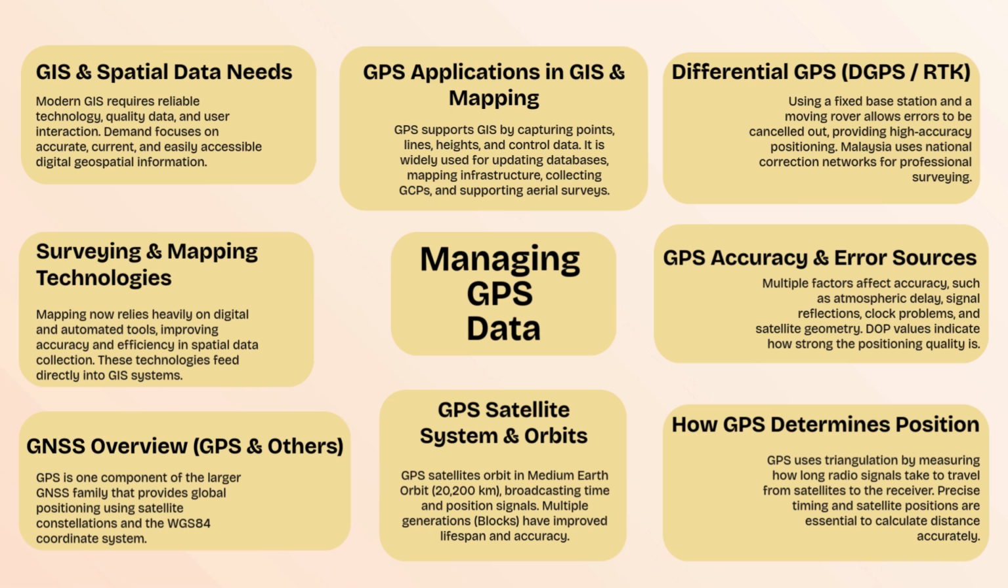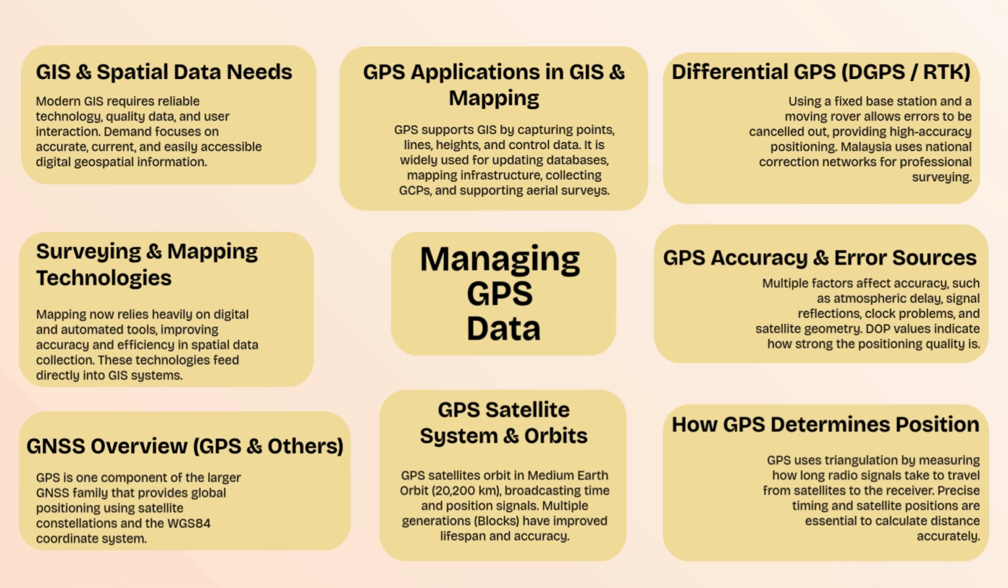In addition, GPS is part of the bigger GNSS family. Systems like GPS from the United States and Galileo from the European Union all work under the WGS 84 coordinate system. Furthermore, GPS satellites orbit the Earth at about 20,200 kilometers. They send signals with time and position. Different generations such as Block IIR and Block IIF have improved accuracy, and usually 4 to 12 satellites are visible at once.